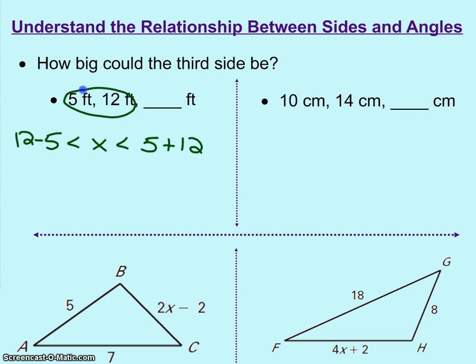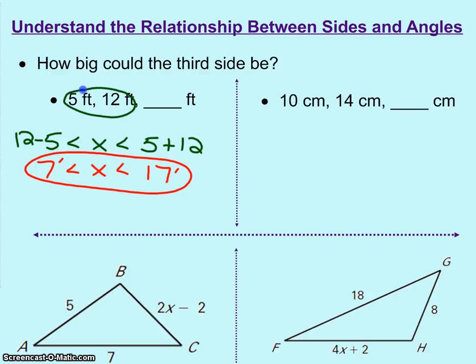So 12 minus 5 is 7. 5 plus 12 is 17. So that third side has to be in between those. X has to be in between 7 and 17 feet. We'll add the little dash for feet.